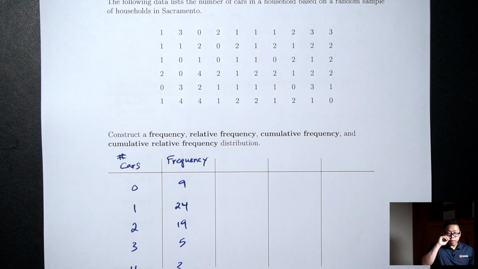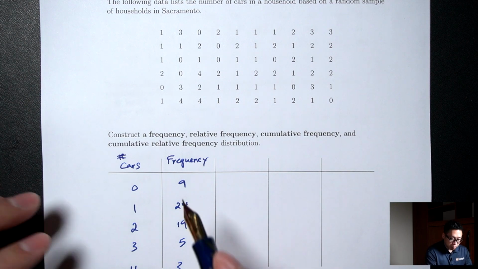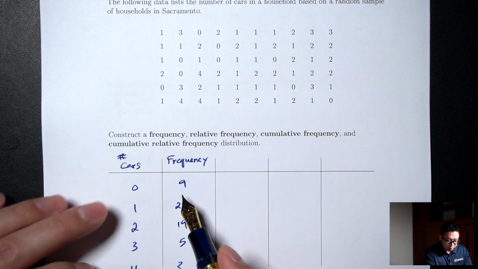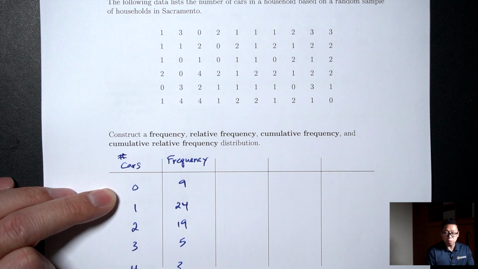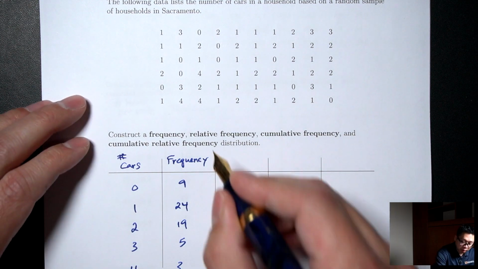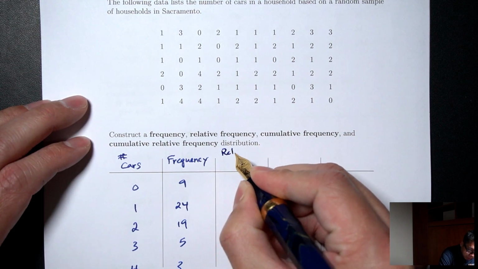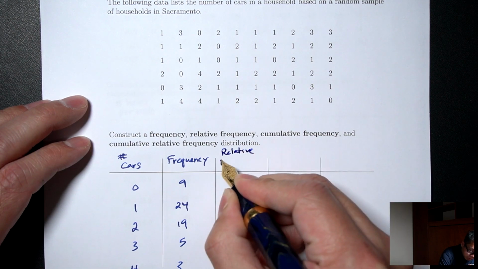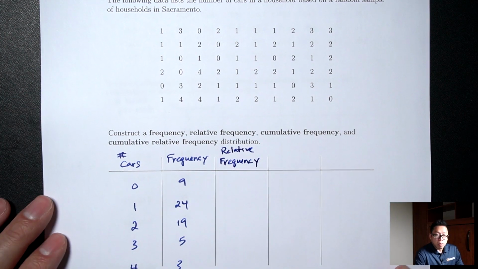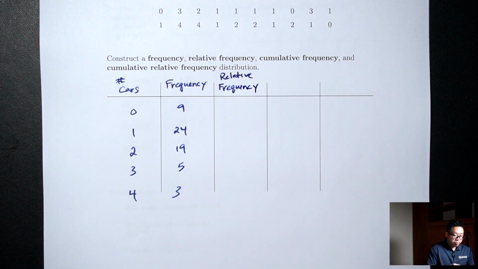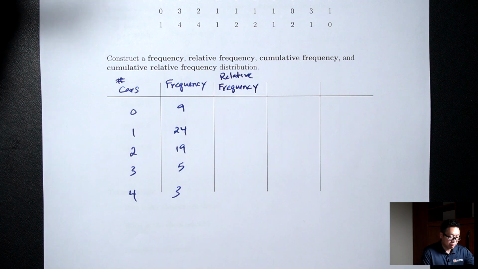Now, just like when we talked about qualitative data, frequency, right? We know that there's 9 households that have 0 cars. The question that we often ask is, what percent does that represent? So what percent of households have 0 cars? And that's called a relative frequency. And the way you calculate the relative frequency, the first thing you need to do is find out how many people total in your sample. Or how many households in this case in your sample.